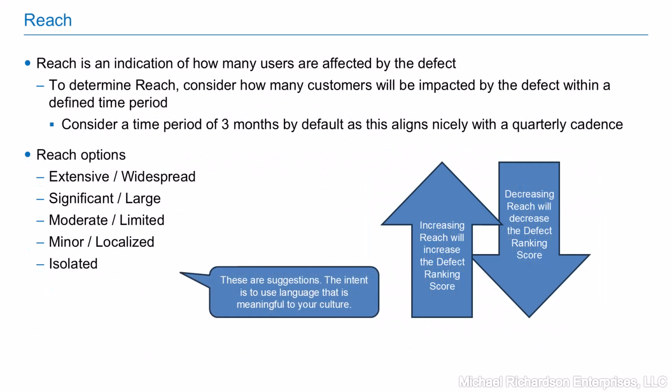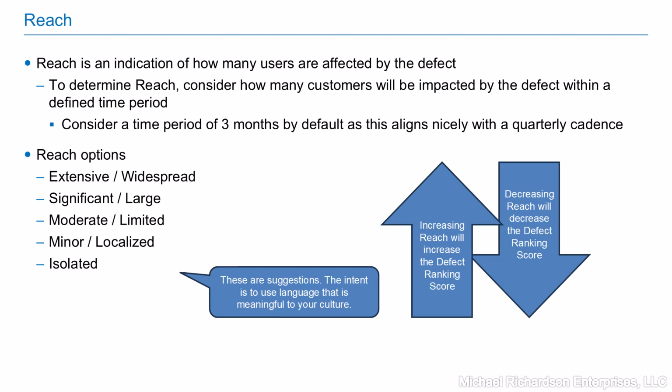Reach is an indication of how many users are affected by the defect. Because it is unlikely that every user or customer would use an application feature or solution capability in the same way every day, the reach of a defect is likely different day by day. To have reach be a meaningful value, establish a time period for estimation. How many users would encounter the defect during the next month, the next 3 months, the next year? Choose a time period that aligns well with your planning cycle so that the defect ranking score is meaningful at the start of each planning cycle.